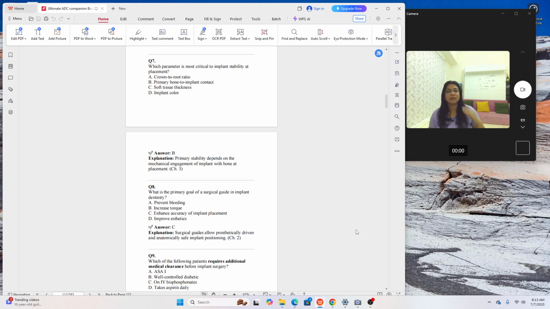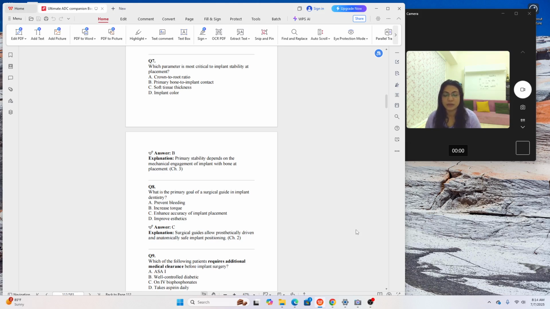Okay, so now let's see this question for example. Like I mentioned, which parameter is most critical to implant stability at placement? Now, initially, if you read and you think, oh, how am I going to answer this question? Just see the options first. Crown to root ratio. See, crown to root ratio matters when you're giving a crown, right? In an implant, there is no concept of a root and a crown. An implant is an implant and it's going to be osseointegrated in the bone. So a definite length of implant is needed, but there is no crown to root ratio per se, which is there very much in a natural tooth.